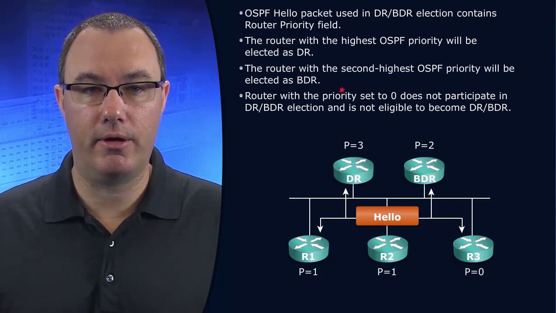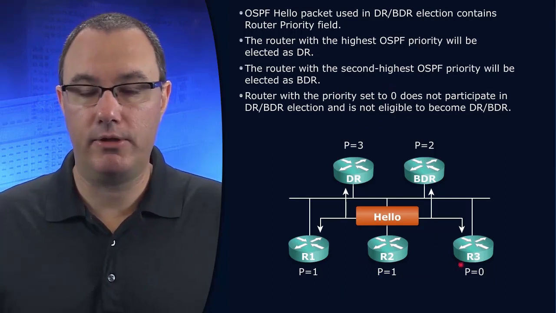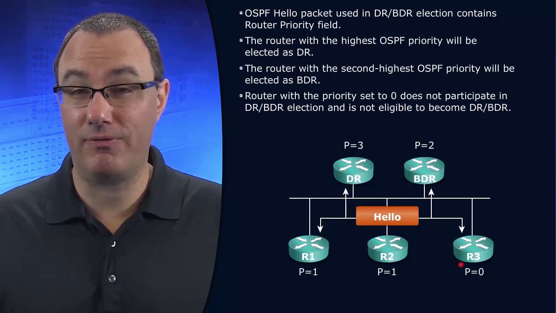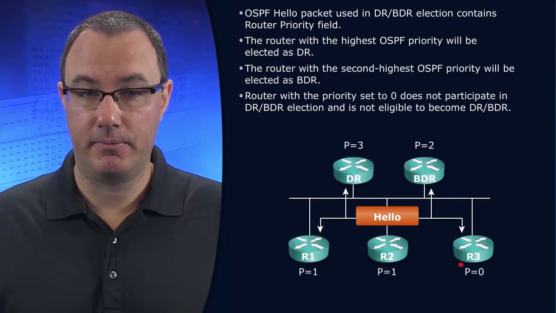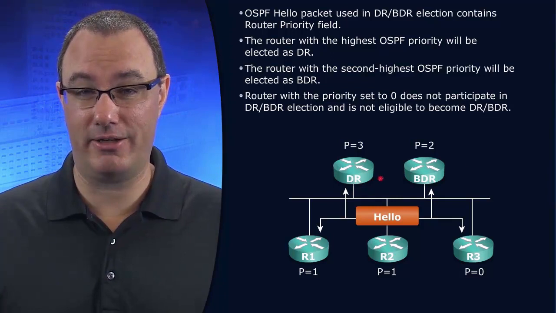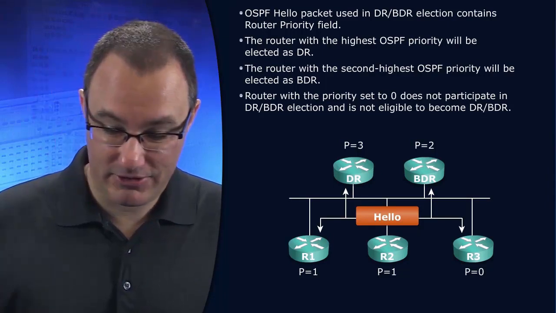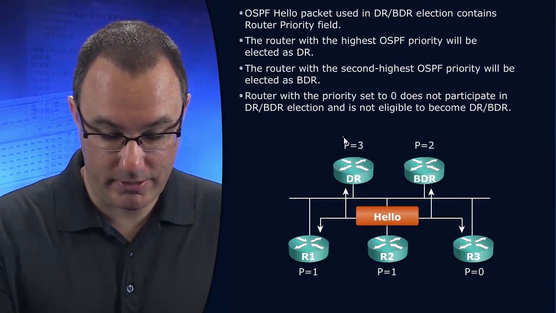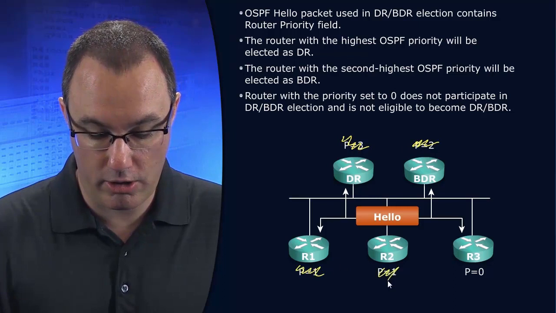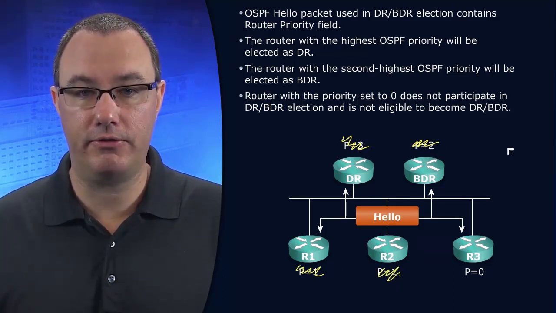If we have a priority of 0, this is quite significant. That means we do not participate in the election. And if we are not participating in the election, and if we are needed, because every multi-access network needs a designated router, let's say all of these routers, instead of having a priority of 3 or 2 or 1, let's say they were all 0. Let's say every single router had a priority of 0.